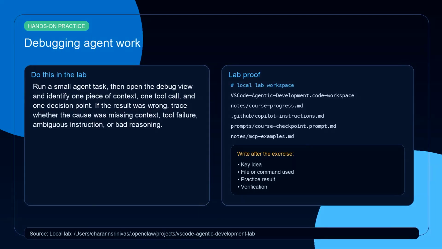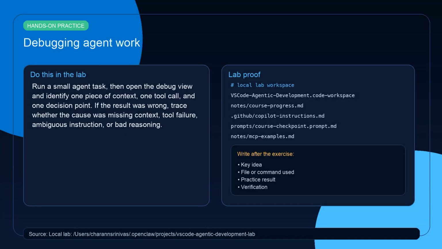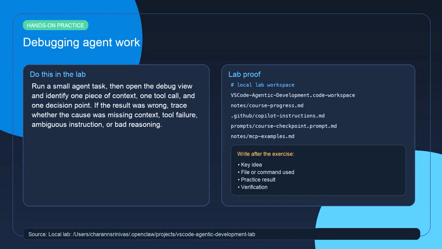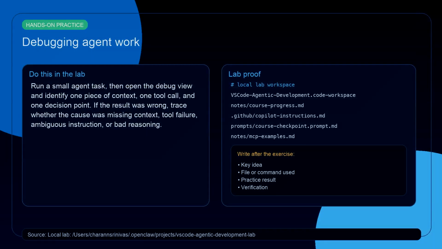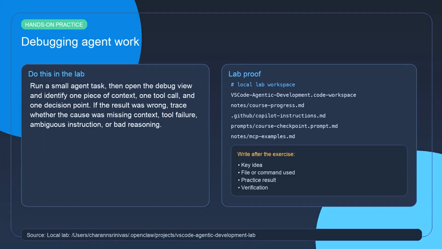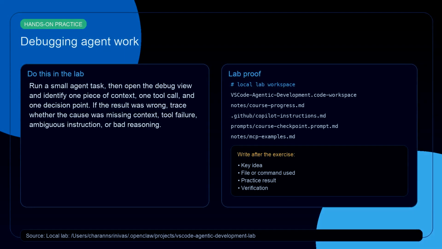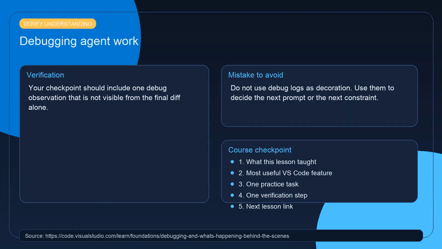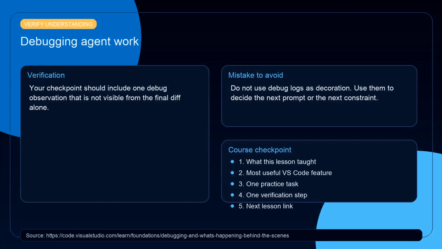Now make it practical. Run a small agent task, then open the debug view and identify 1 piece of context, 1 tool call, and 1 decision point. If the result was wrong, trace whether the cause was missing context, tool failure, ambiguous instruction, or bad reasoning. Your verification step is this. Your checkpoint should include 1 debug observation that is not visible from the final diff alone.